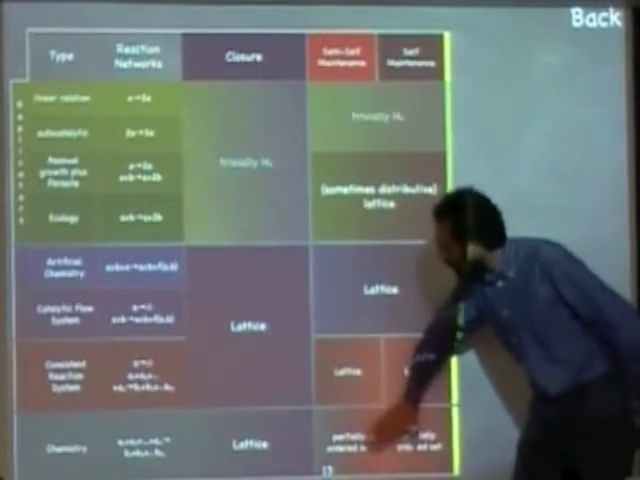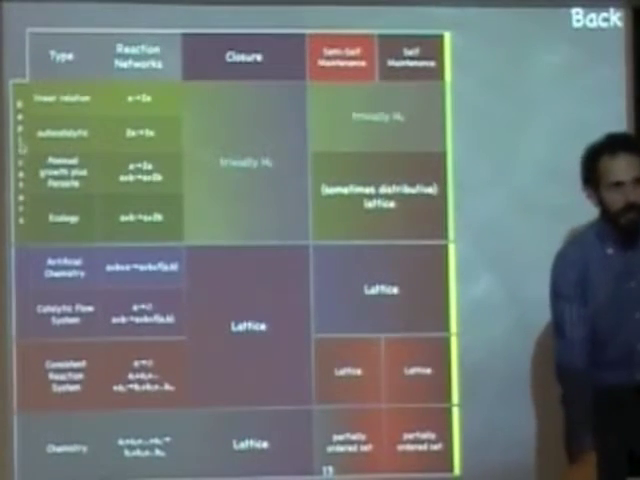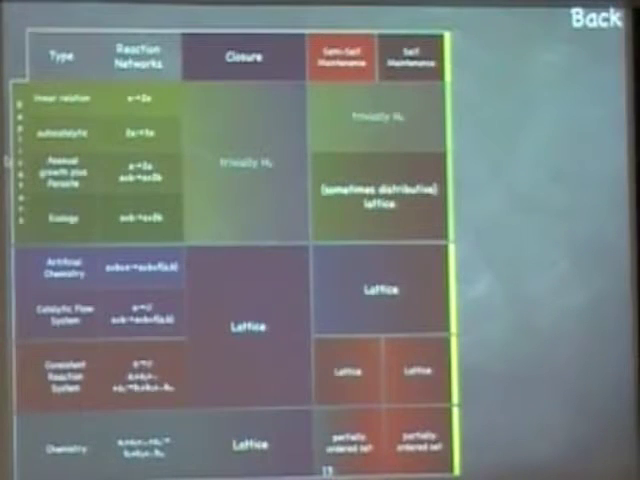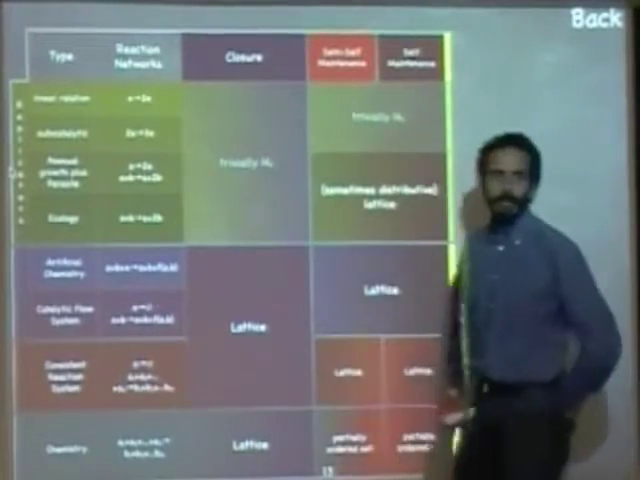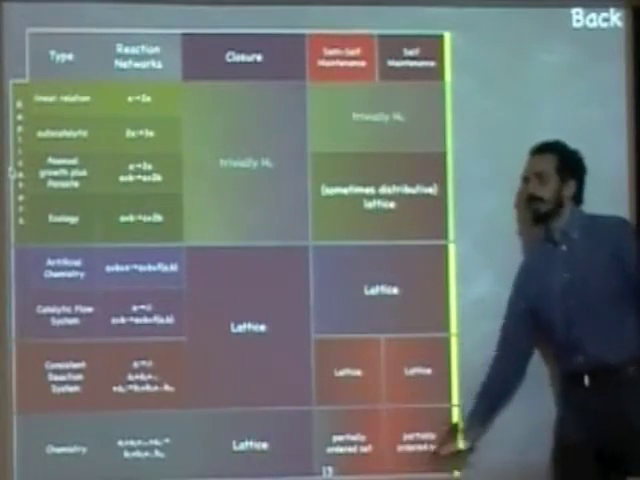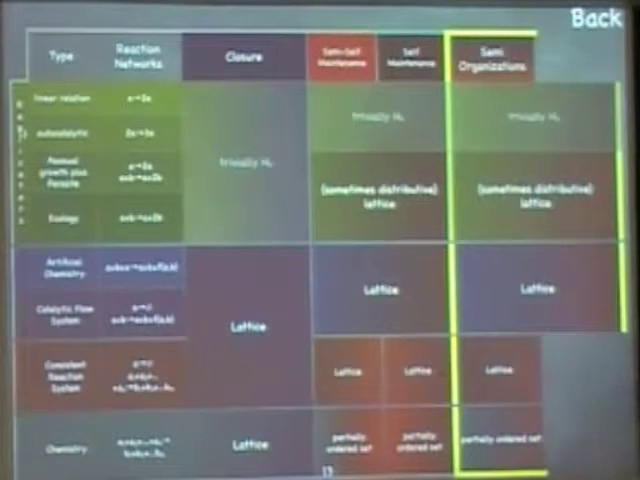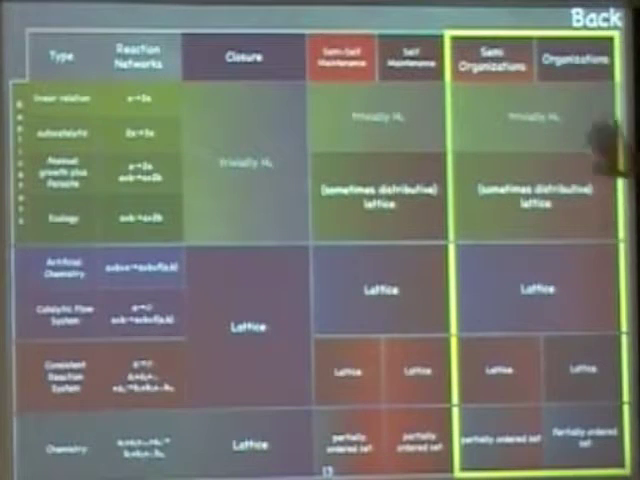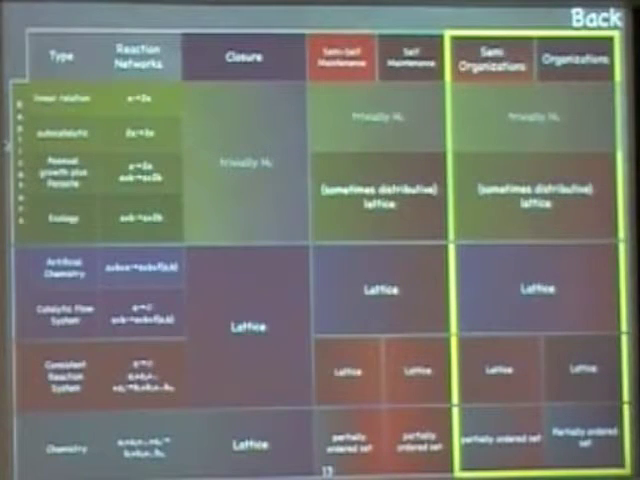Now notice something over here. For chemistry, you cannot do it. If you're studying just a chemical system, where there is not an outflux of every molecule, then it's not a lattice, it's just a partially ordered set. And of course, this is what we are actually after. Here we want to know the organizations. What is the structure of those fixed points? What is the algebraic structure of those fixed points?